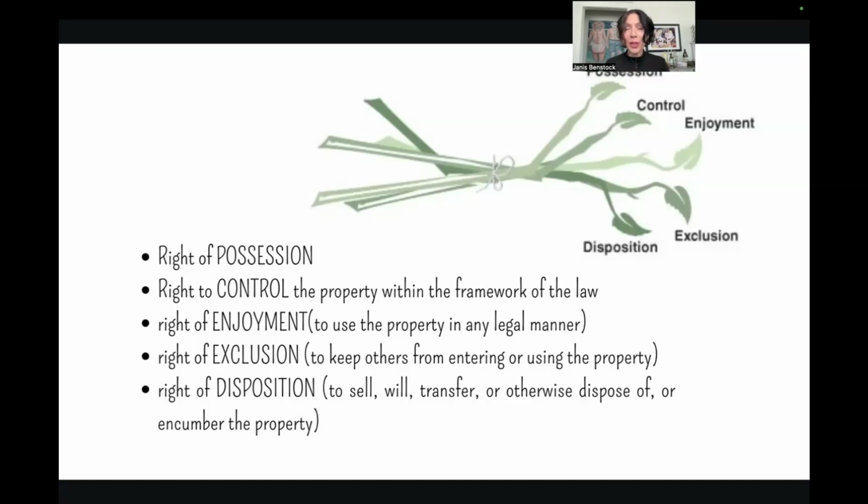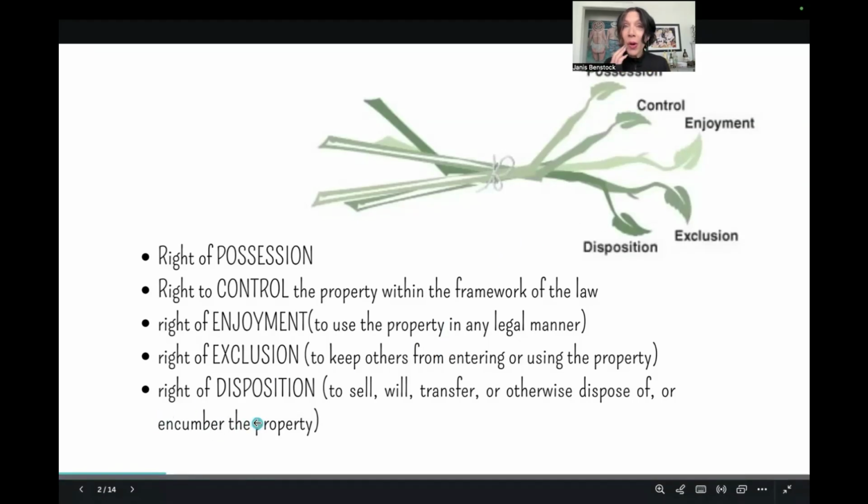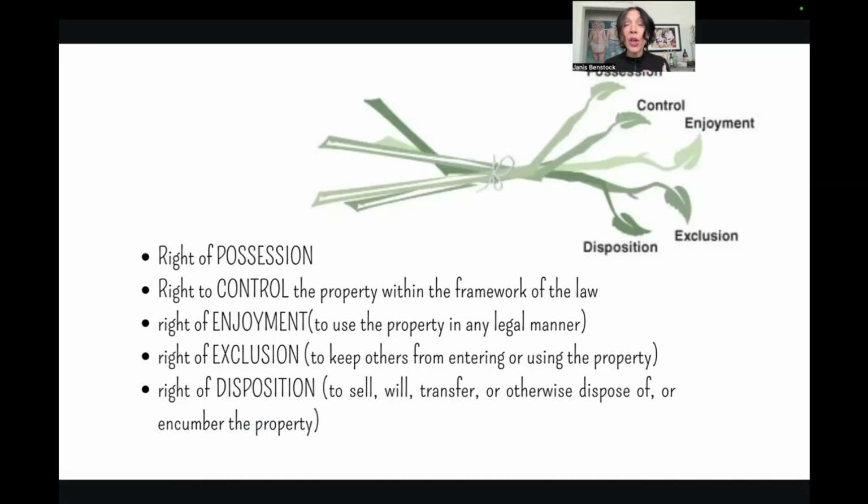The next one is the right of disposition. This is a huge one. And what word is buried inside disposition? And that word is dispose. It means you can get rid of this property. And there are a lot of ways that you can get rid of it. You could sell it. You could just transfer it, like give it away or trade it. I've seen that happen. You can also leave it by devise, which means leave it to your heirs in your will.